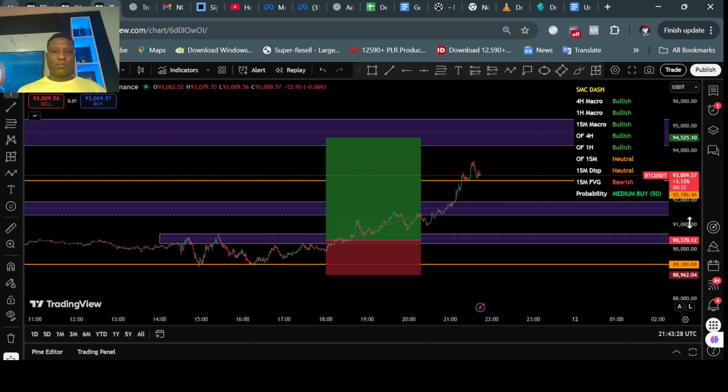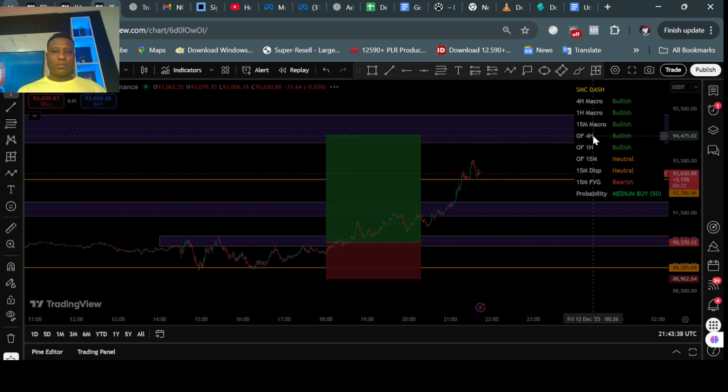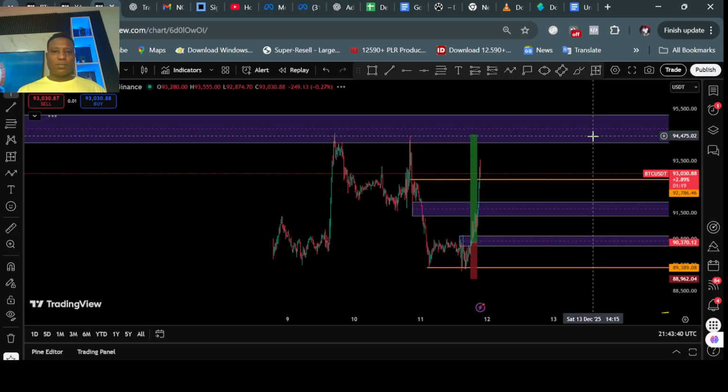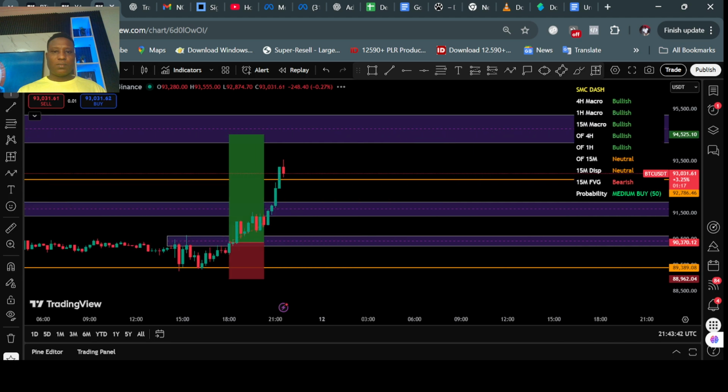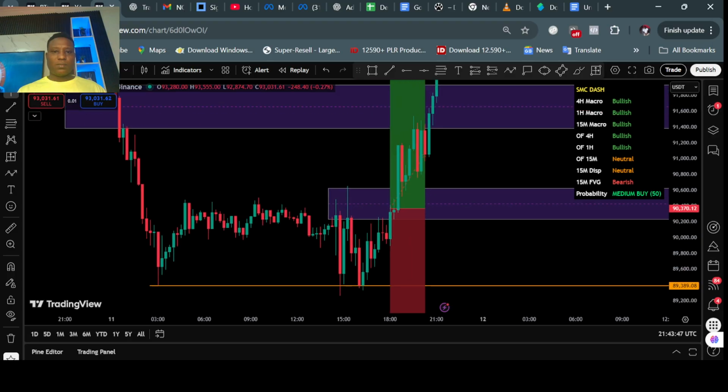So now you confirm from here that at least 2 of these macro are in alliance, they are in confirmation of the trend. Another thing I'll do, after that, I'll go to the 15 minutes time frame and look for my displacement. On the 15 minutes time frame, I look for my displacement. I want my displacement to break an internal structure, or it should break swing high or swing low.